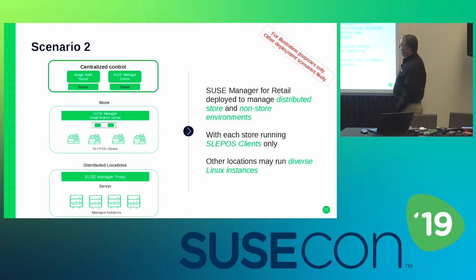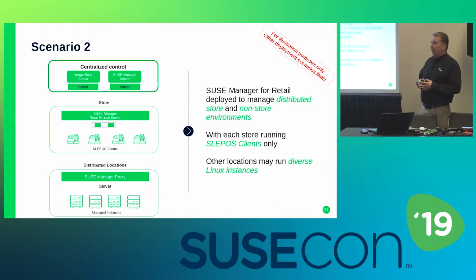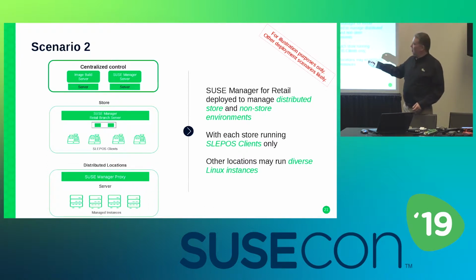The other scenario that we can deploy is this one. It's basically the same as before, except that we have a third location, which would be a different site, a different data center, your backup site, or a different room next door. In that case, you would put a SUSE Manager proxy in here, and then you would manage these instances here. That's another way. Remember, you're still using a standard SUSE Manager to manage everything. So you now manage all your stores plus whatever other data centers you have.